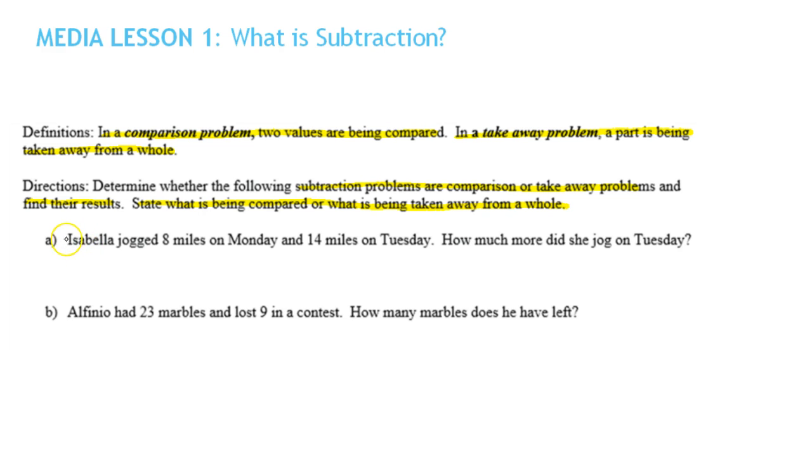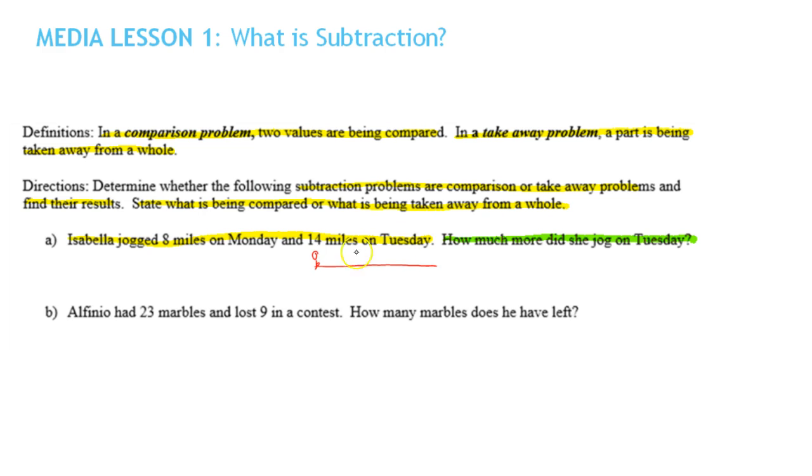So here we have: Isabella jogged 8 miles on Monday and 14 on Tuesday. Now I see the question, or the goal: how much more did she jog on Tuesday? You may already know the answer to this question, but we're going to draw a picture that shows this idea. We're going to think of it as a number line again.